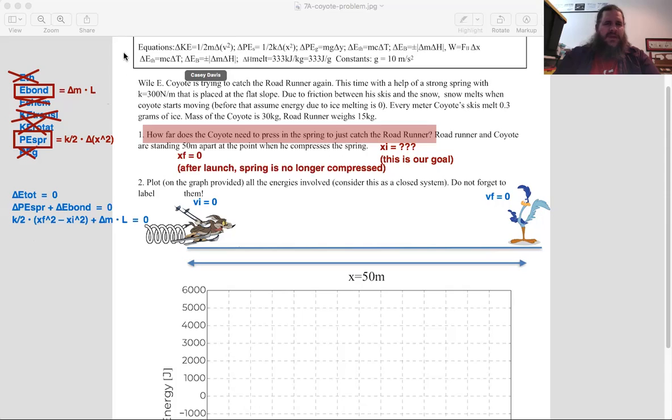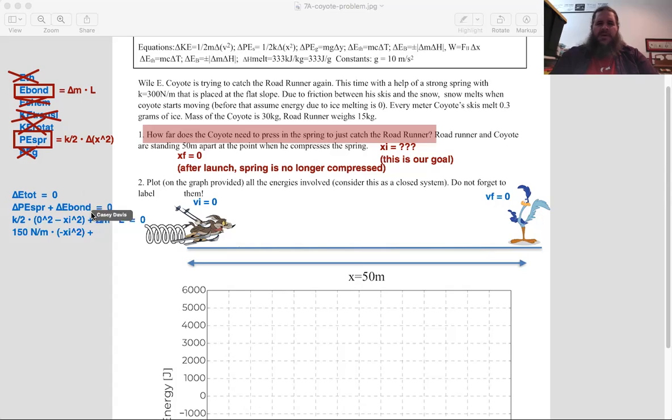In fact, we could fill that in now. X final is just 0, so we'll fill in a 0 here. So we've got K over 2, and we know K. We may as well fill that in as well. 300 newtons per meter divided by 2 becomes 150. Times 0 squared is just 0, minus X initial squared is negative X initial squared.